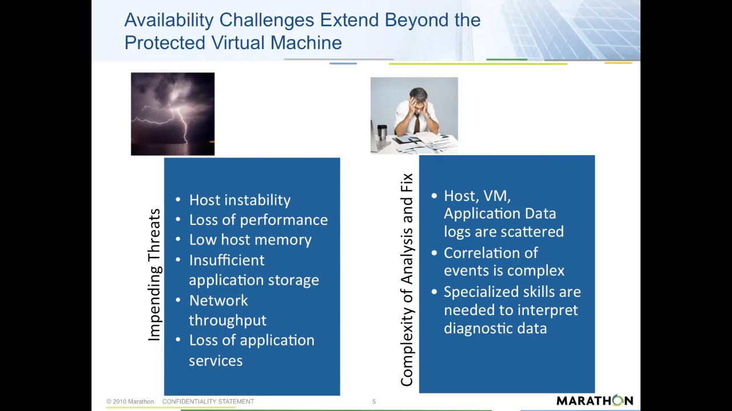They are things like host instability. So it's not just a hardware failure, but if your log files fill up or you run out of disk space, you need some insight into that. Loss of performance. The ability to tell when a server or an application is not performing the way it's supposed to. Low memory, insufficient application storage, network throughput issues, loss of application services. These are all things that will potentially impact the availability of your services or your applications, and something that's just not captured in the current implementation of everRun MX.